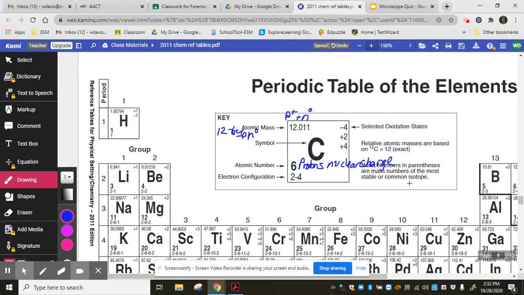So for example, beryllium has 4 positive protons, and it has a nuclear charge of +4. It has a mass number of 9. And then to get the number of neutrons in beryllium, 9 minus 4 is going to be 5. So it has 5 neutrons.